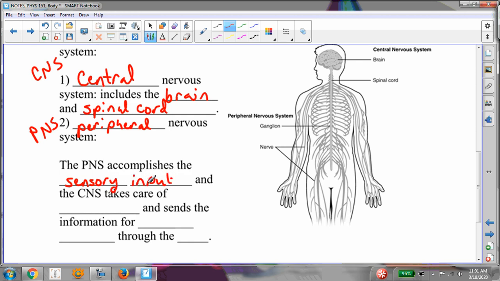So as you encounter external stimuli, like, boy, it sure is hot out here, or gosh, that kind of hurt when they poked me with that needle, the peripheral nervous system will take that sensory input and transport it to the central nervous system. Then the central nervous system takes care of integration, sort of makes sense of what all that data means, and it sends the information for motor output through the peripheral nervous system.